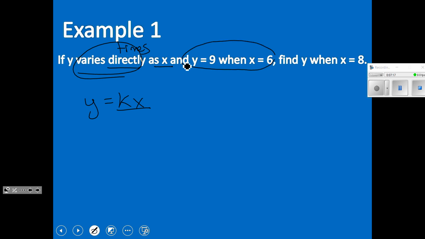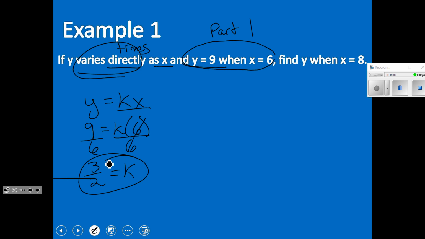So part 1, this is the first information. We know y is 9 and x is 6. So what can I do? Plug 9 into y and plug 6 into x. So plug in what we know. What do we not know? We don't know the k. So how would I solve for k? I'm going to divide by 6 on both sides. So what's my constant in this case? 9 divided by 6 is 3/2. Very good. That just means that I'm timesing by 3/2 every single time. Times by 3/2, times by 3/2, times by 3/2, because that's my constant.